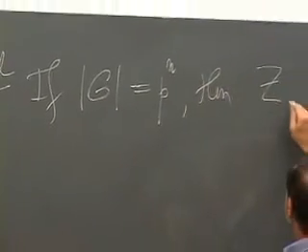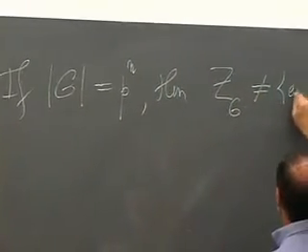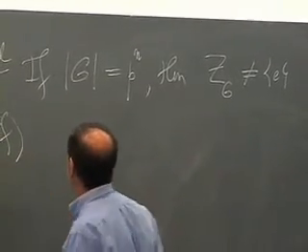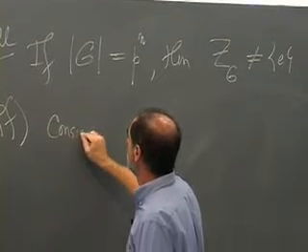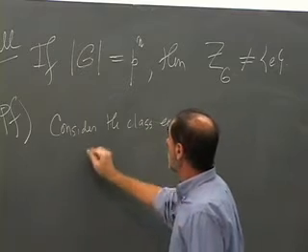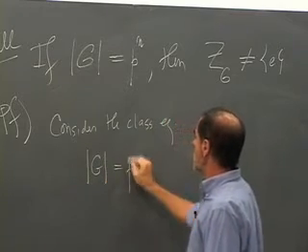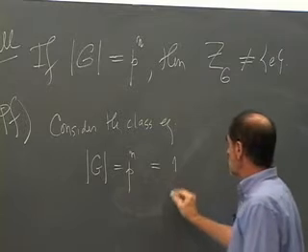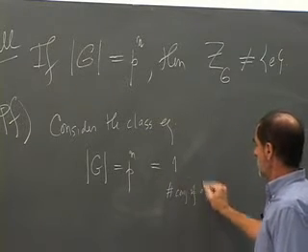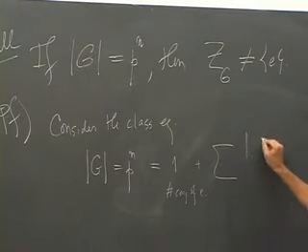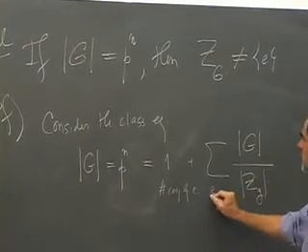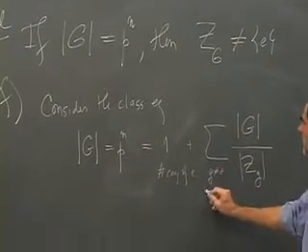The center of G is not equal to the identity element. And the proof goes like this. Consider the class equation. The order of G, which is p to the n, is equal to 1, the order of the conjugacy class of the identity, plus the sum of the order of G over the centralizer of g. This is over the g not equal to the identity conjugacy classes.